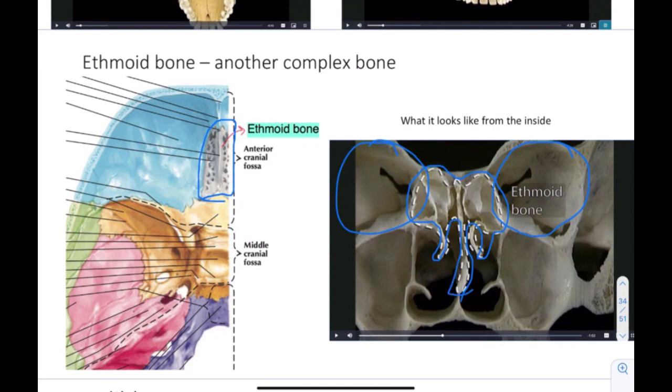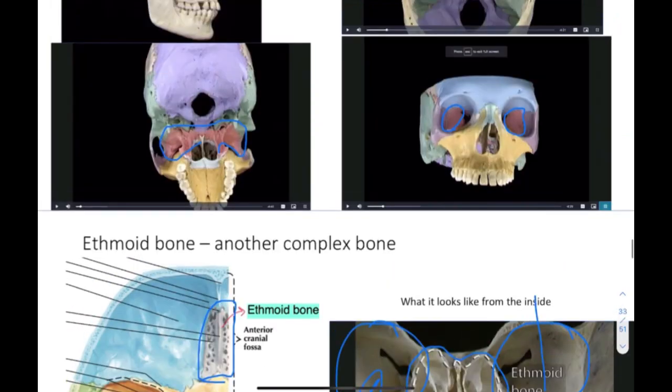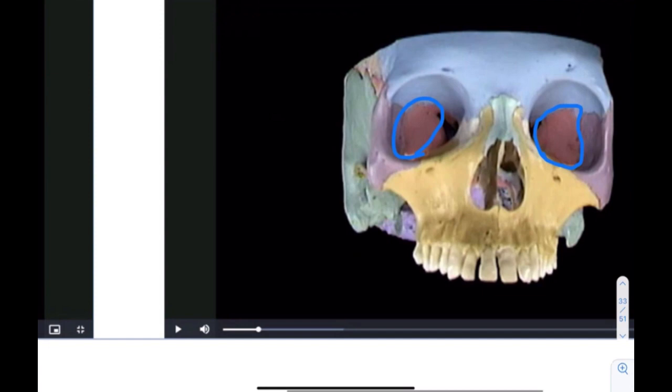So from the outside, it's not really that visible, but it's right here. And this is the nasal cavity, by the way. This is the nasal cavity, this is the orbital cavity. In the middle, you have the ethmoid bone. And also in the orbital cavity, you can see it right here. This right here, the white color is also the ethmoid bone.